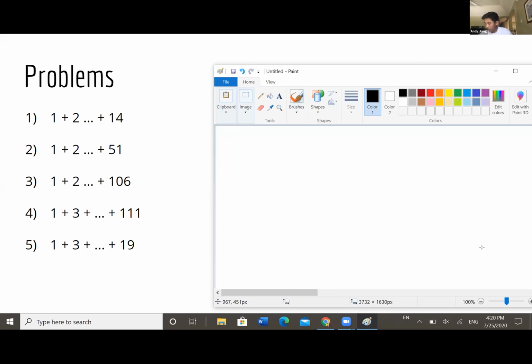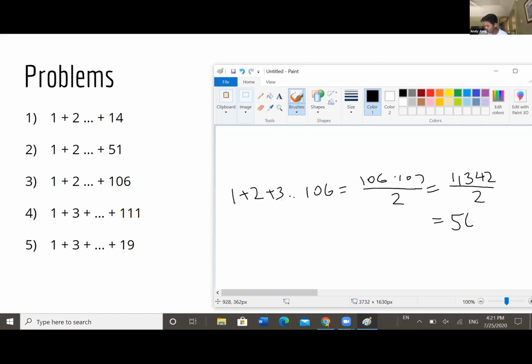Number 3, again, numbers are special. I have 1 plus 2 plus 3 all the way to 106. So that's 106 times 107 over 2. In this case, I actually think it's better to multiply the top first instead of doing 53 times 107. So you would be doing 11342 divided by 2, which is 5671. Does that make sense to y'all?